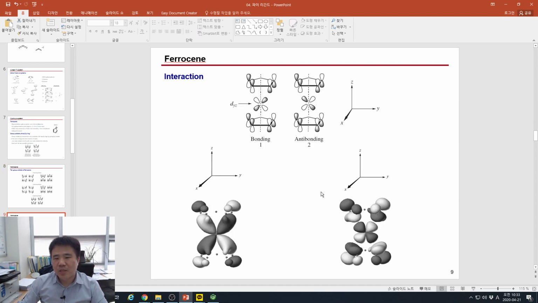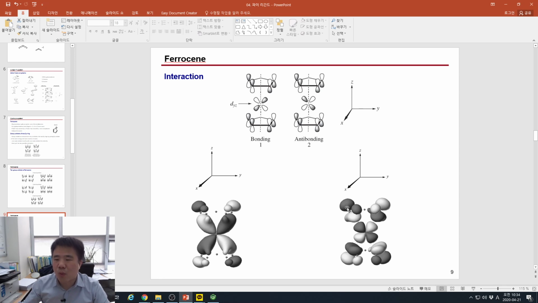Anyway, it is very complicated, but if you think about the MOs of cyclopentadienyl and the d orbitals of the transition metal, in this case it's bonding, but in this case antibonding. Do you understand?